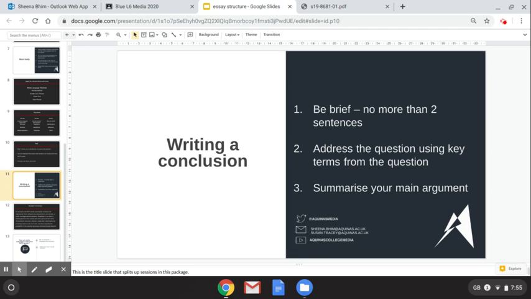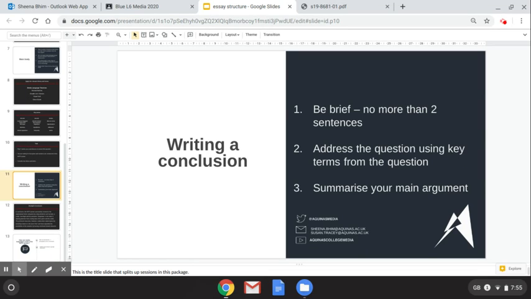Okay, so once you've written the main body of your essay and you've got your examples down, we need to know how to write a conclusion. So your conclusion and your introduction, imagine them like slices of bread at the top and bottom of a sandwich. These are the things that bookend your sandwiches. They have to be brief, same as the introduction, no more than 2 sentences. They should mirror each other.